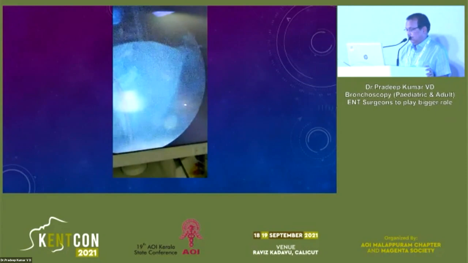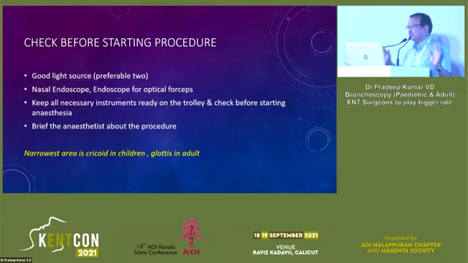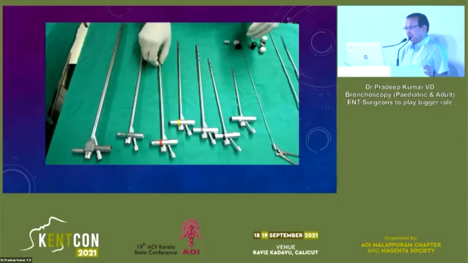Now, the most important thing is that before starting this procedure, you have to check everything on the trolley. Everything is proper: light, suction, forceps, everything you have to check. Because the most important thing is to reduce the contact time of the bronchoscope with the mucosa to the minimum possible. So everything should be there. You should not be searching for things, asking the sister to come and take it out. Everything on the table. Remember, the narrowest portion of the airway in children is the cricoid, not the glottis. So whenever you select the bronchoscope, it should be the right size to fit the cricoid, not the glottis. So that has to be kept in mind. So these are the instruments which I have.